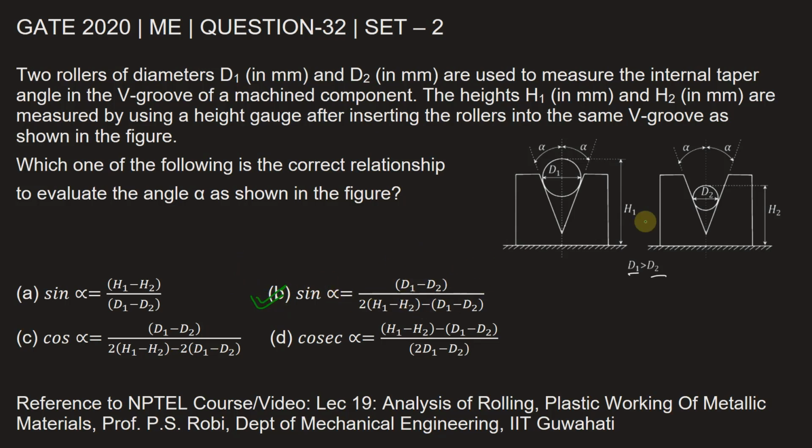Biggest hint here is that we have to use both the diameters and both the heights together to find out alpha and construct the appropriate right angle triangles.